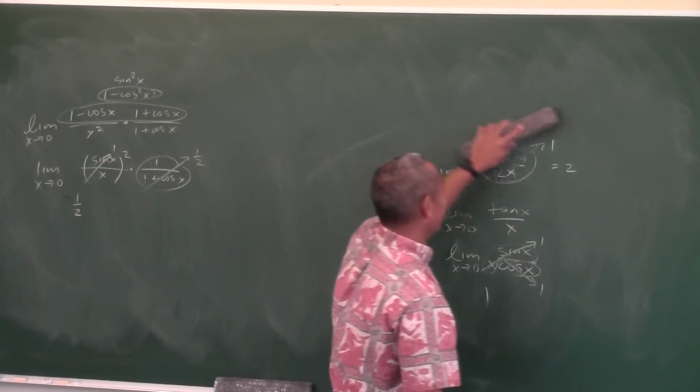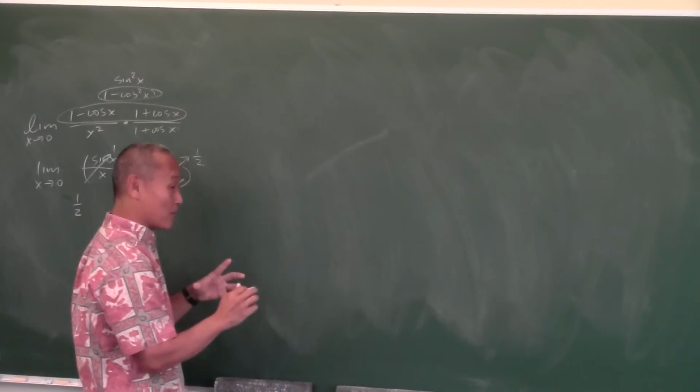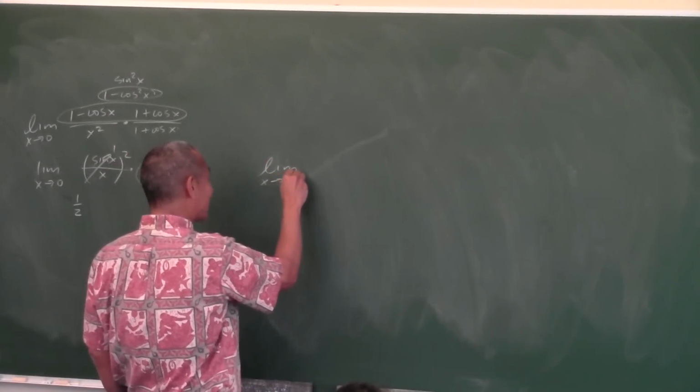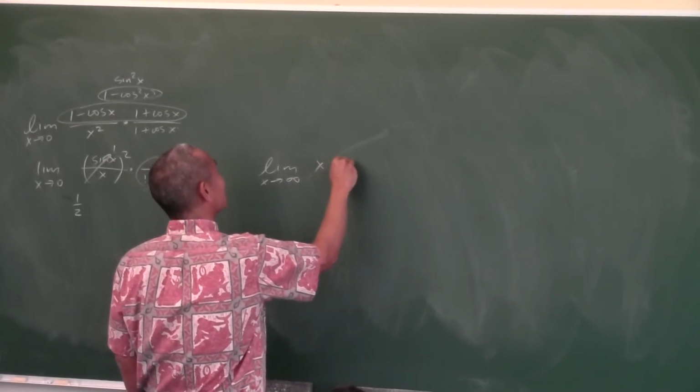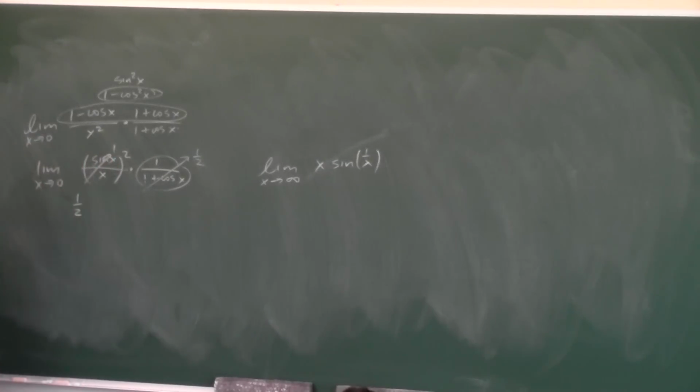Is that funny? Okay, now you think you're good. Okay, now here we go. Kick it up. This is what we do in BC calculus. Limit as x approaches infinity of x sine of 1 over x. This is the one that separates the sheep from the goats.